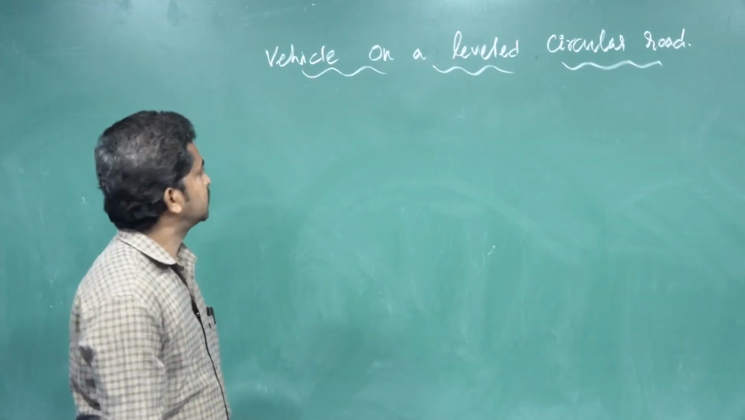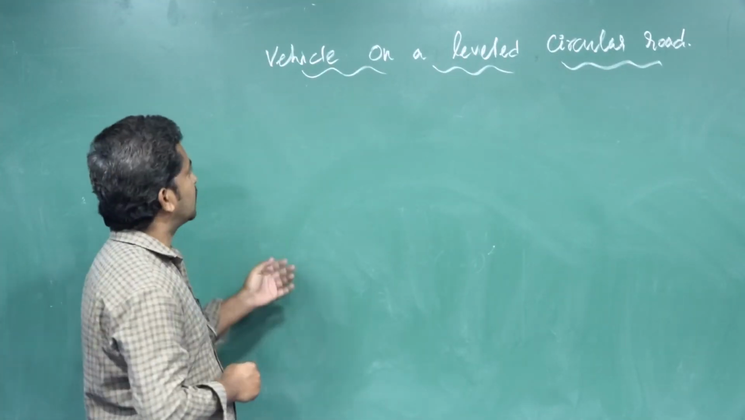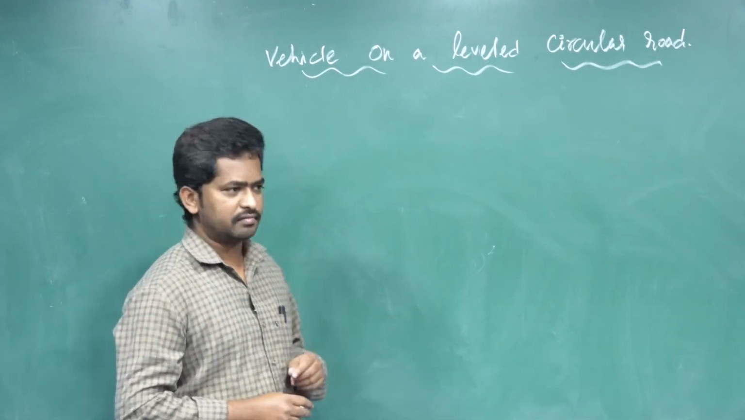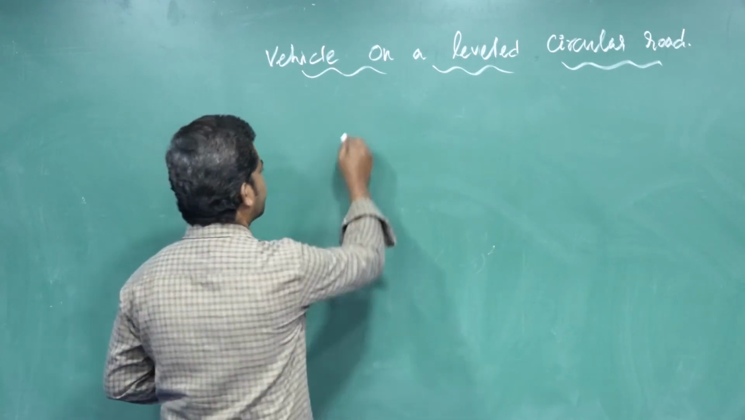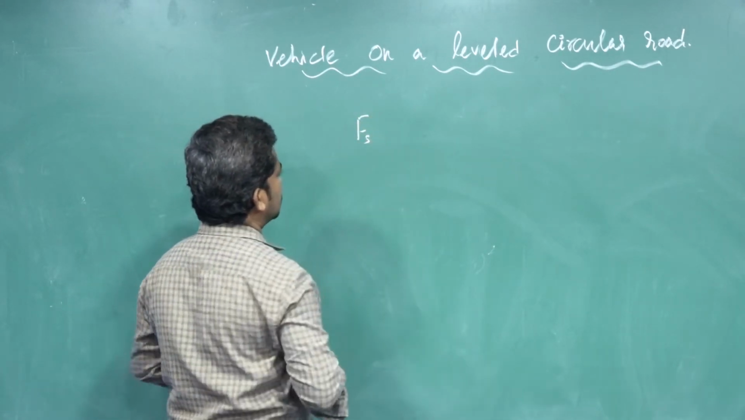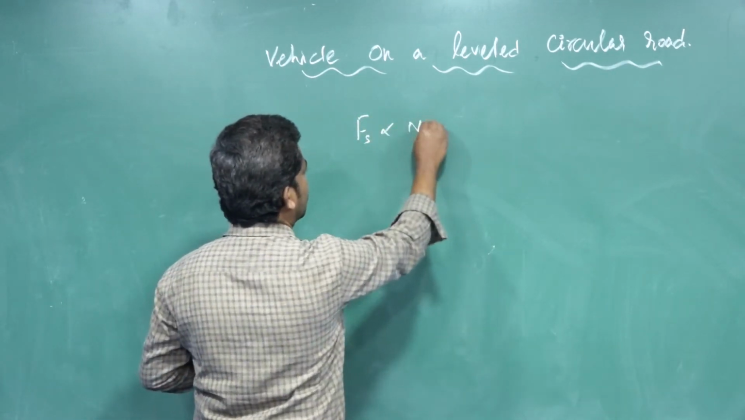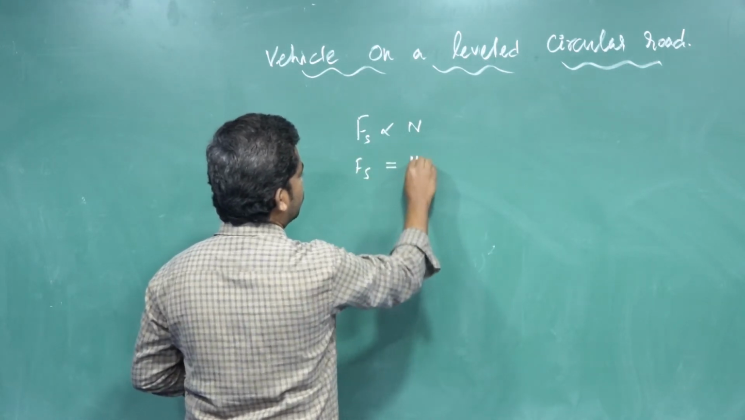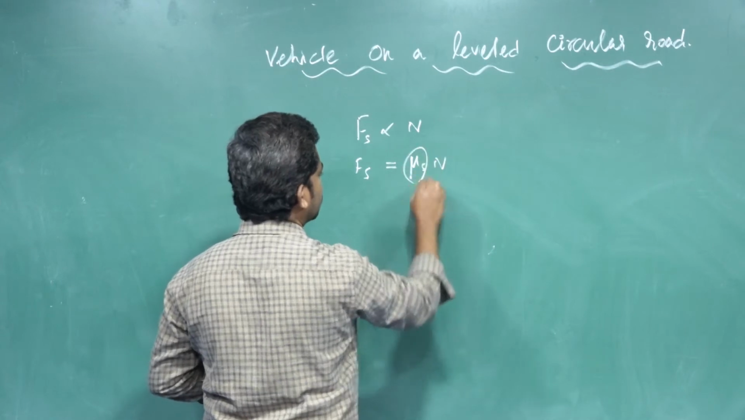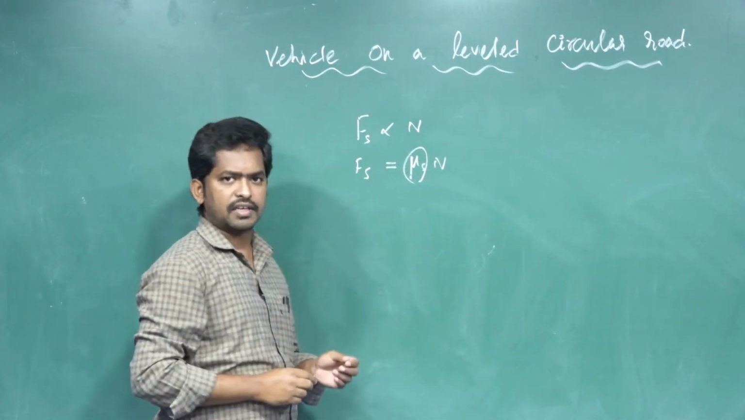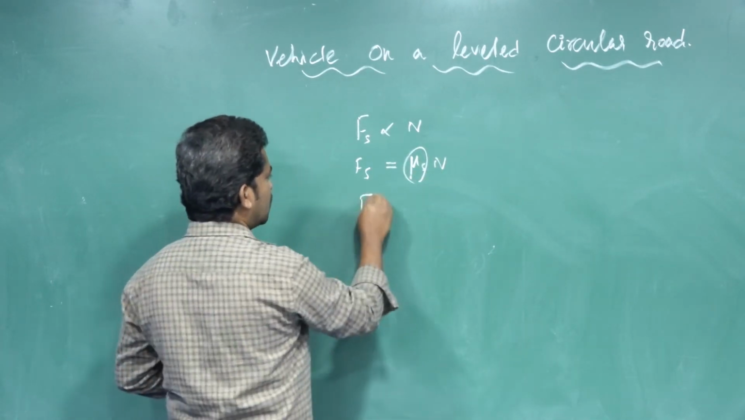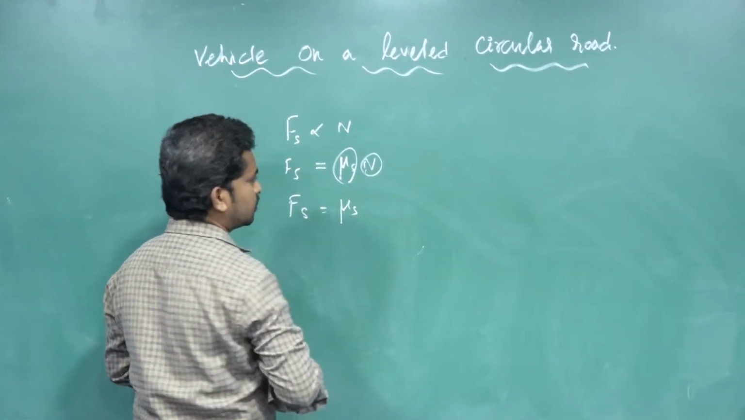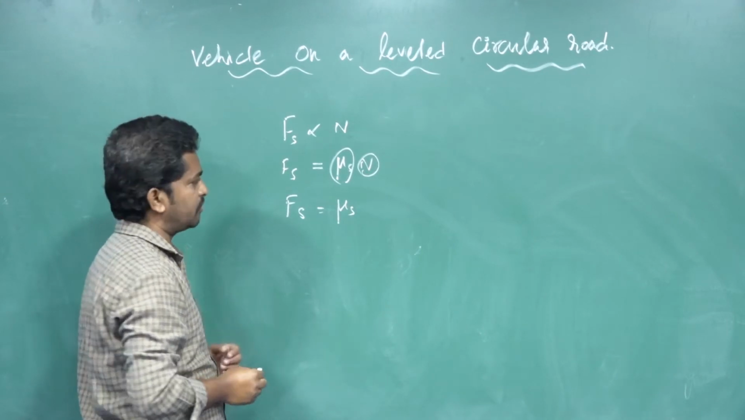Good afternoon, students. Today our topic is vehicle on a level circular road. You know well, before class, friction. Static friction is directly proportional to N. So Fs is equal to mu s N, where mu s is the coefficient of static friction and N is the normal force.